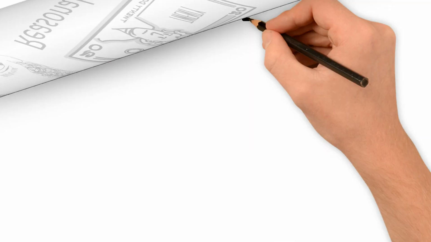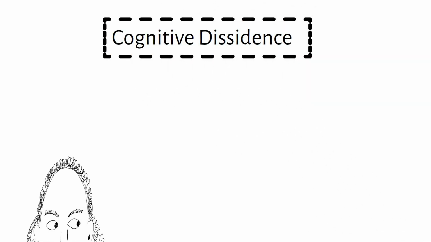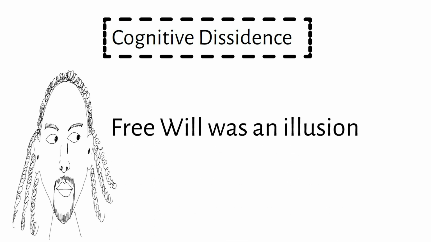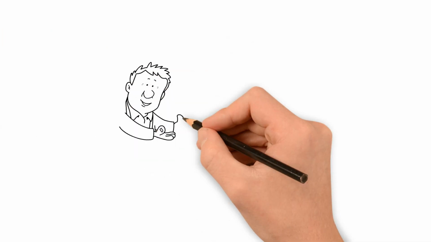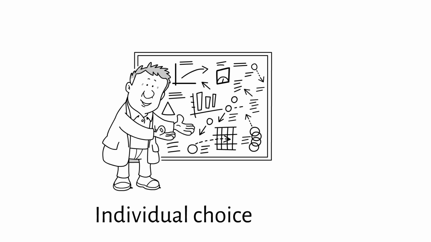point. Cognitive dissonance. Now, Professor James was a renowned philosopher, and he always argued that free will was an illusion that was deeply rooted in determinism. He taught his students that all actions were predetermined by prior causes, leaving no room for individual choice.